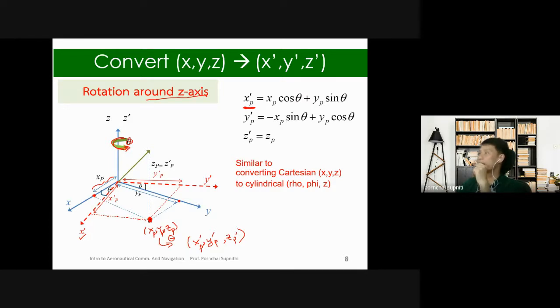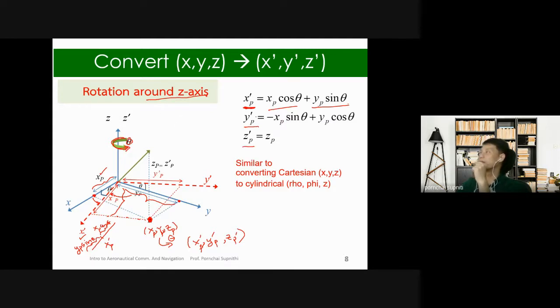So this xp prime, which is this length, is equal to xp cosine theta, and then added with yp, and then move to this axis. So this is yp sine theta. So this line of xp prime consists of two parts. One part is xp cosine theta, and the other part is yp sine theta. Similarly, you can use a similar approach for yp prime and then zp prime.